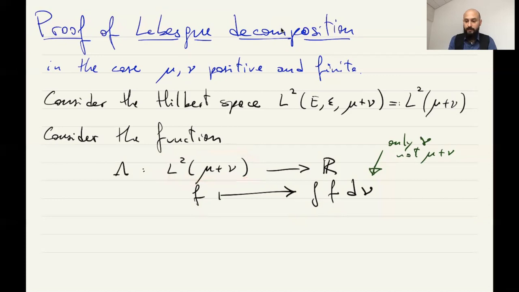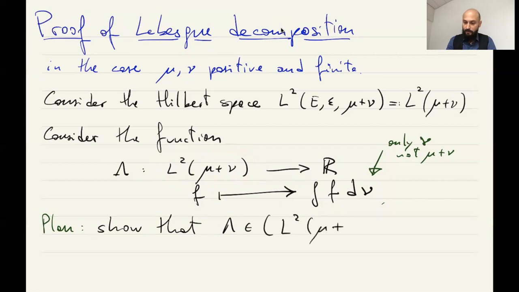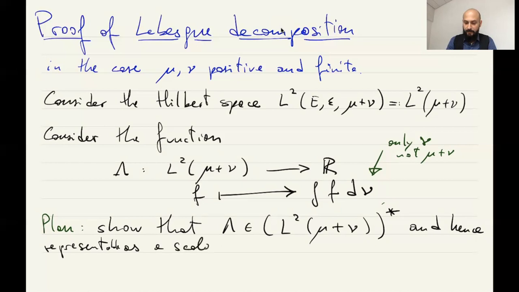And now we will see that this is an element of the dual of L2. So we plan to show that lambda is in the dual of L2 of the measure mu plus nu, and hence representable as a scalar product with respect to some element in L2 of mu plus nu. Okay, so this is the plan.